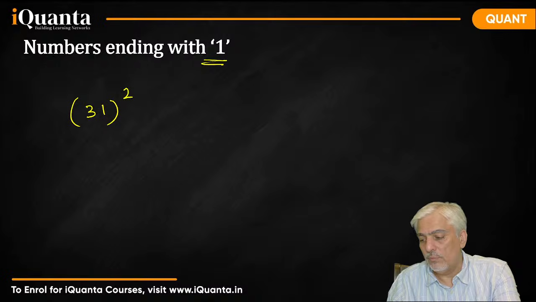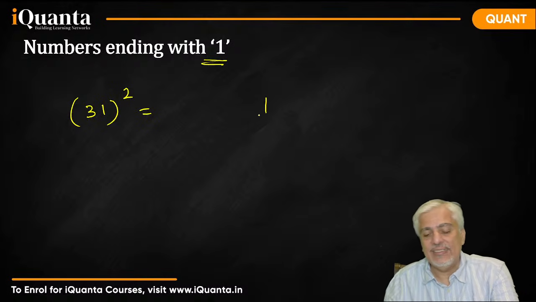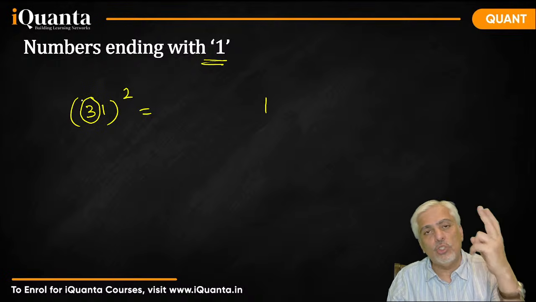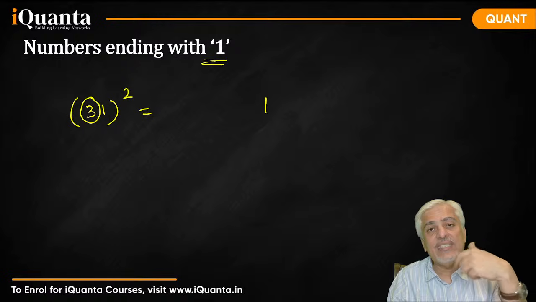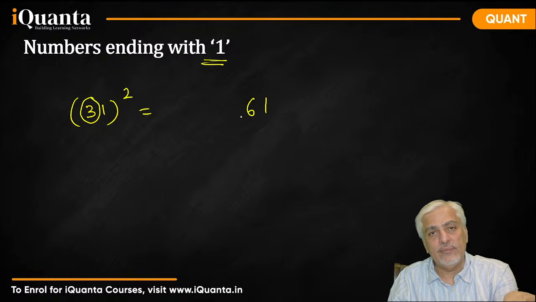Not 871. Everybody pay attention to 31 square. First you will write 1 at the end as it is. Then you take this digit 3. इसको दो चीज करनी है. पहले 3 का डबल करना है. 3 का डबल is 6. There is no carry over.